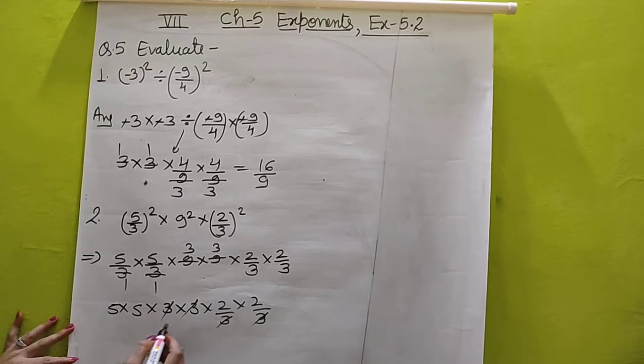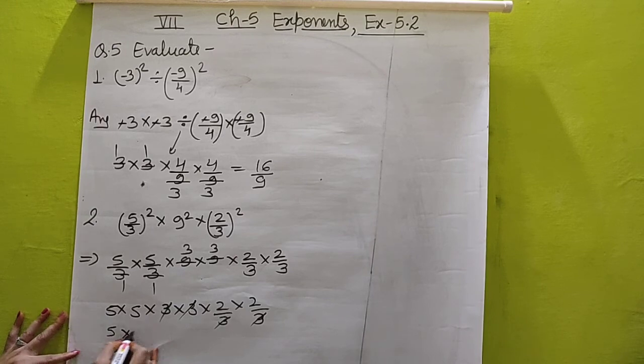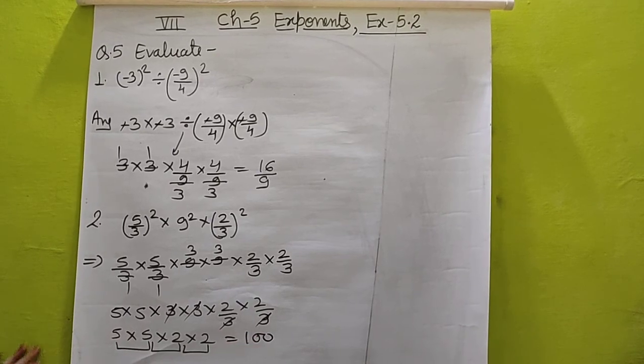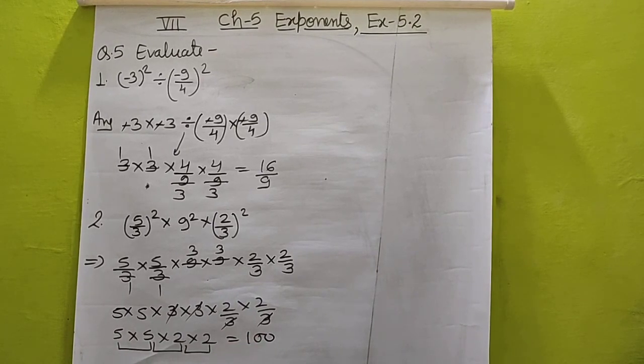Now what is remaining, students? 5 multiplied by 2 multiplied by 2. 5 fives are 25, 25 twos are 50, and 50 twos are 100. What is your answer, students? 100. 100 is your answer.